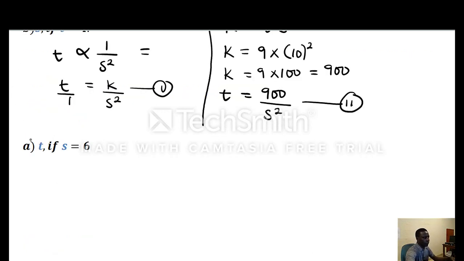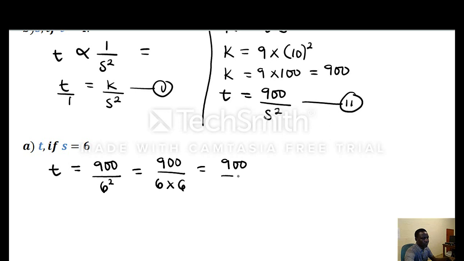So we will now be using this relationship to solve every other question as it pertains to this problem. So the question says we should solve for t if s is equal to 6. So I'm going to substitute s for 6 in this equation 2 to get my value of t, and that will give us t to be equal to 900 divided by 6 squared, which is equal to 900 divided by 6 times 6, which is 900 divided by 36. 9 can divide 9 and 36. 9 into 900 is 100, into 36 is 4, and 4 can also divide. 4 into itself is 1, 4 into 100 is 25, so that our t is equal to 25 when s is equal to 6.